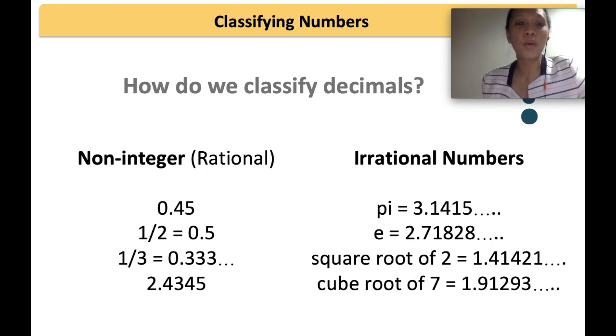And lastly, 2.4345. So, meron tayong last digit or terminating yung ating decimal. How about our irrational numbers? An example of an irrational number is pi. Okay? Ano yung pi? Yun yung ratio ng ating diameter and circumference ng isang circle.